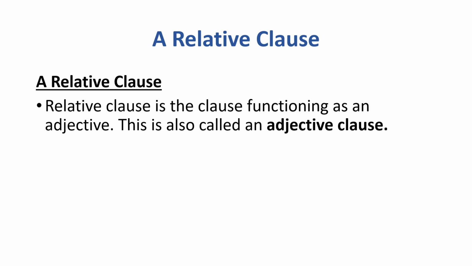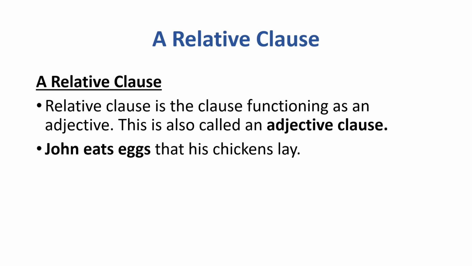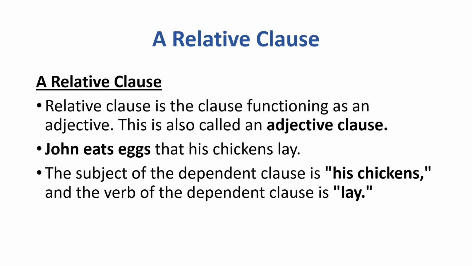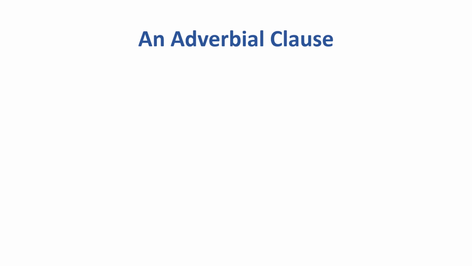A relative clause is a clause functioning as an adjective, and this is also called an adjective clause. In order to understand this, just see this example: John eats eggs that his chicken lay. Here the dependent clause, that his chicken lay, includes his chicken, which is the subject of the dependent clause, and lay, which is the verb of the dependent clause. Therefore, it is acting as an adjective clause or a relative clause.